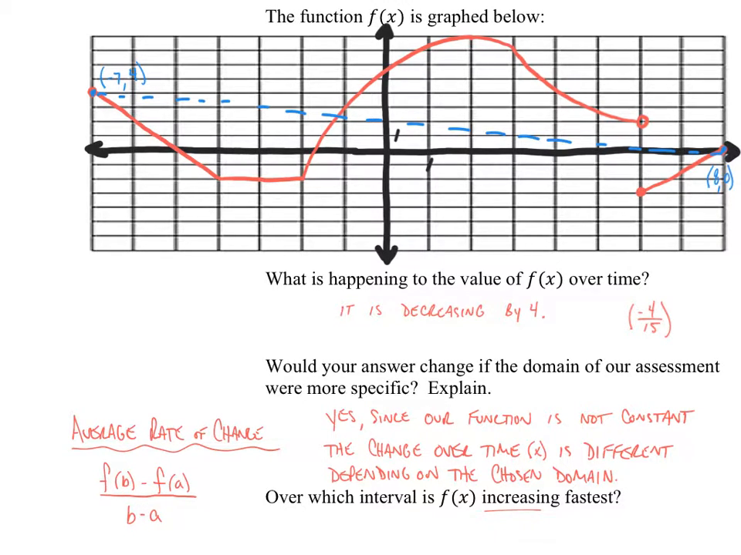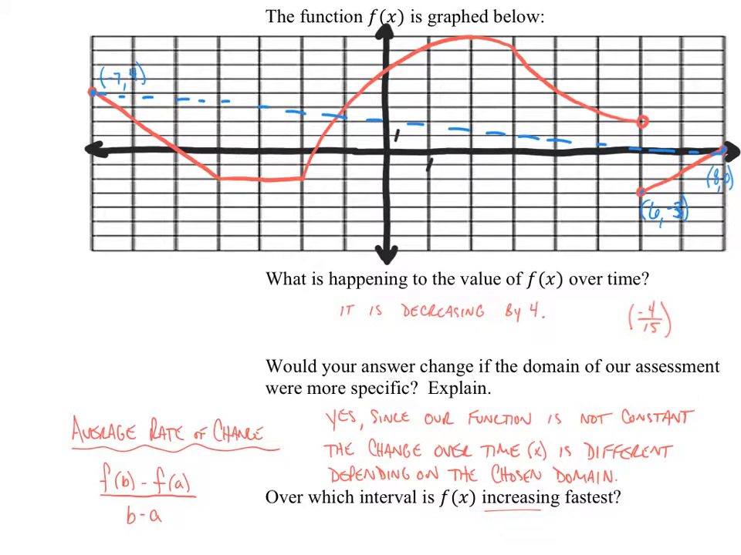Let's pick any 2 points to start with. Let's say we're going to test the rate of change in this interval. It looks like we begin at the point (6, -3). That's that point, (6, -3). Okay, and we end at the point (8, 0).